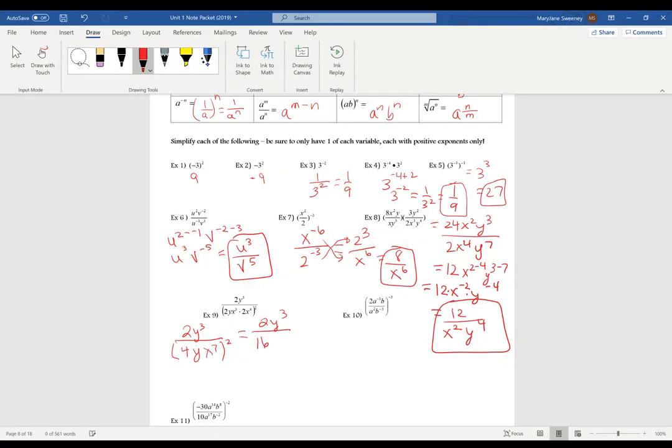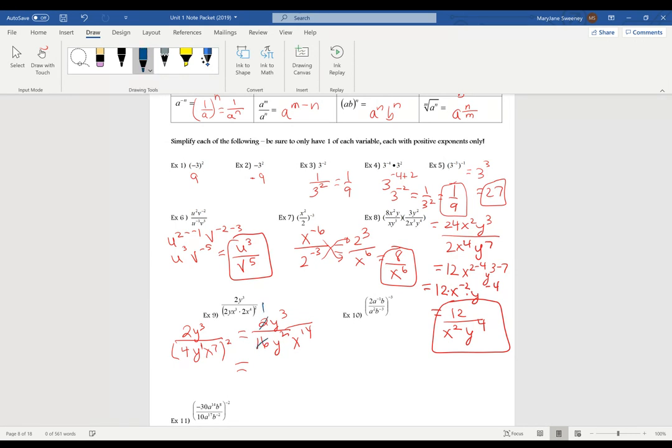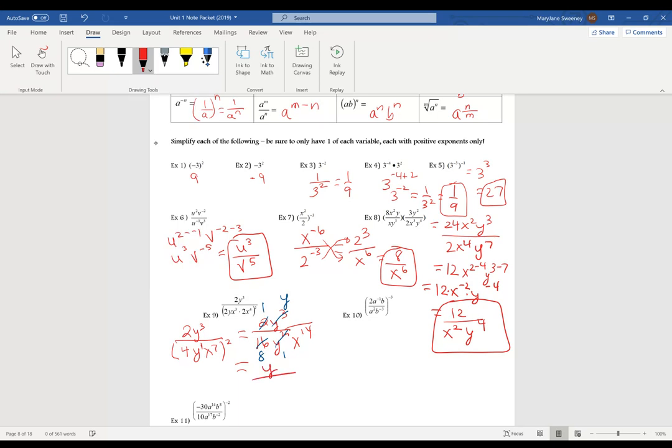4 squared is 16. So remember, the number you're actually going to square. The exponent you're going to multiply. So it's y, 1 times 2 is 2. 7 times 2 is 14. So 2/16 is going to reduce to 1/8. This is going to reduce, leaving a y on the top, and then the x to the 14 is on the bottom. So it's going to be a y on the top, 8 x to the 14 on the bottom.